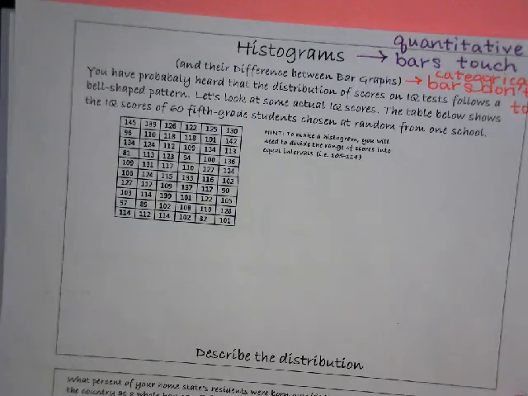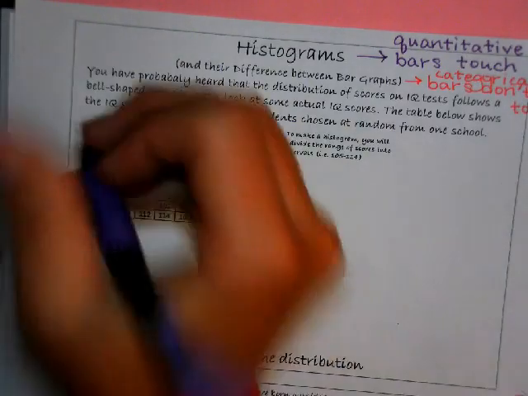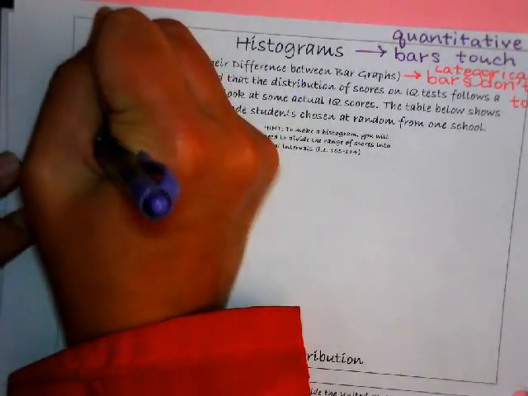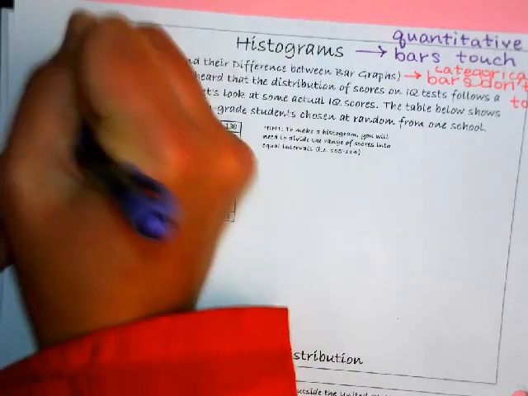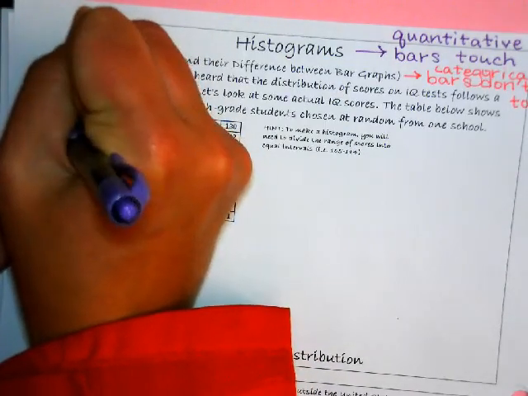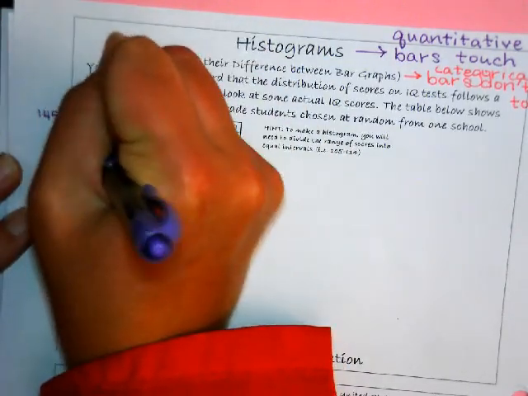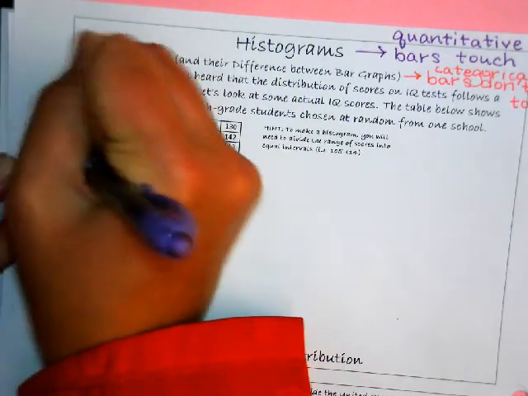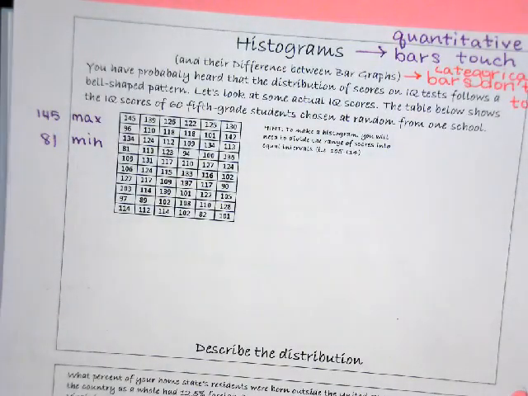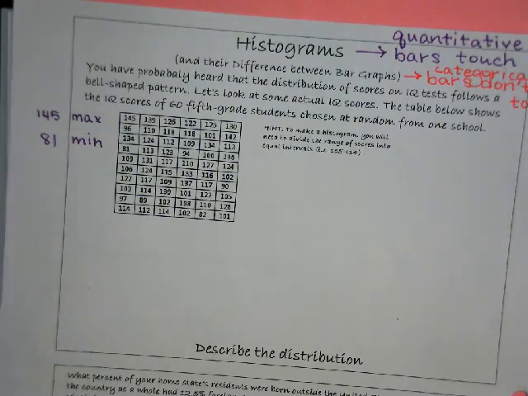Our highest is 145, our lowest is 81. So you said the max is 145 and the lowest is 81. Somebody want to double check? We're going to double check each other a lot in here, especially when we're scanning data. Anybody agree, disagree? Okay, so 81 to 145.